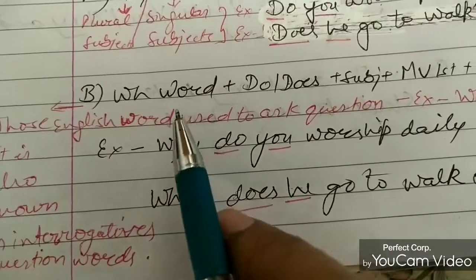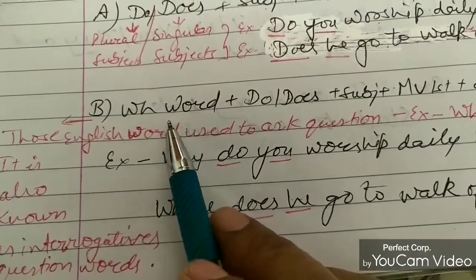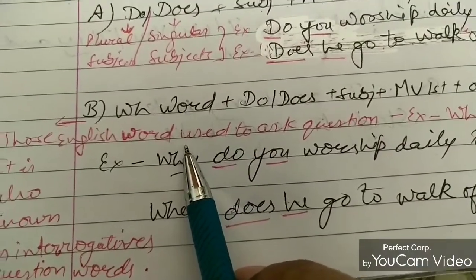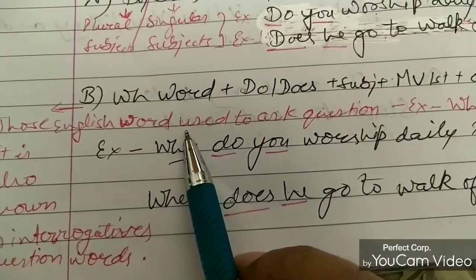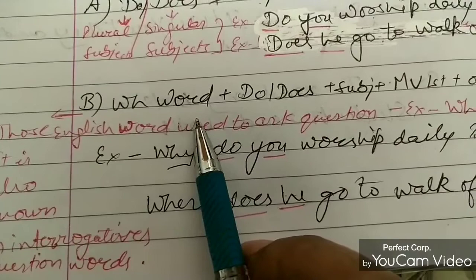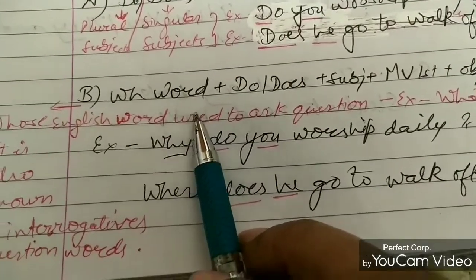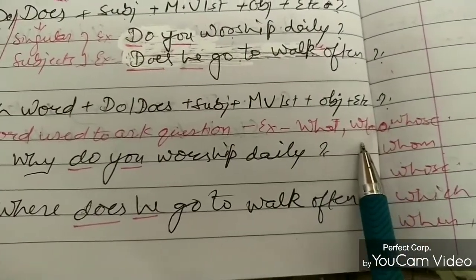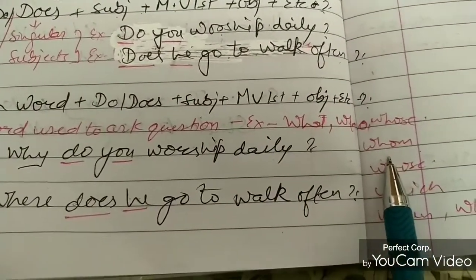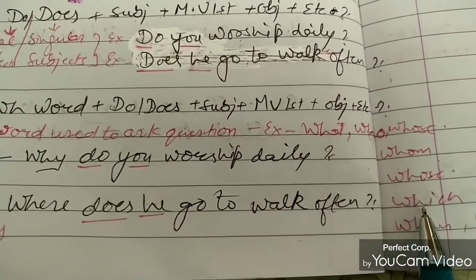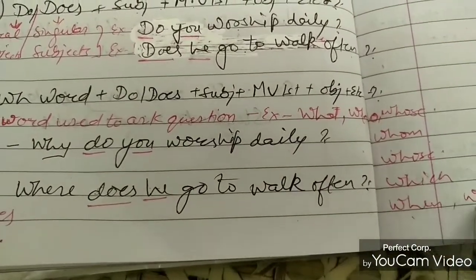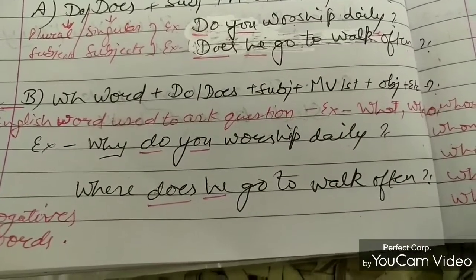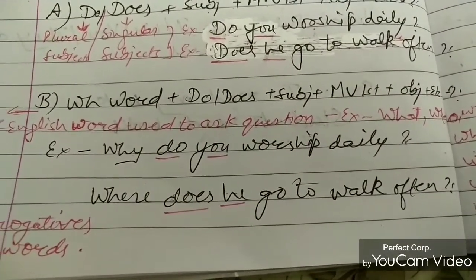Now let's understand another type of interrogative sentence. Those start with a WH word. As I told you, WH words are used to ask questions, and they are also known as interrogative question words. And what are WH words? What, who, whom, when, whose, which, how, why, where. These are our WH words, about which I have already explained to you.